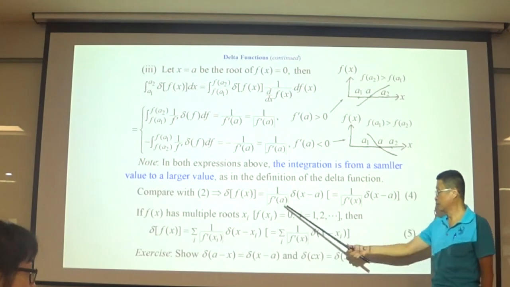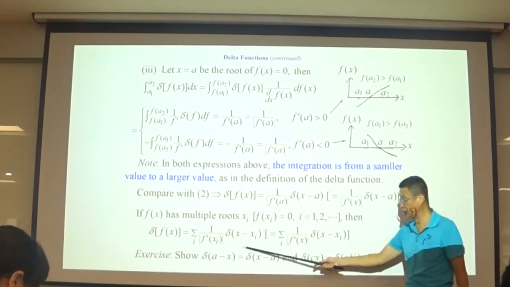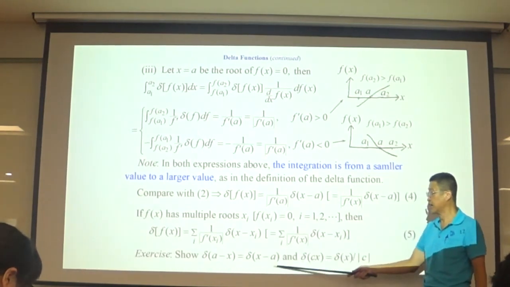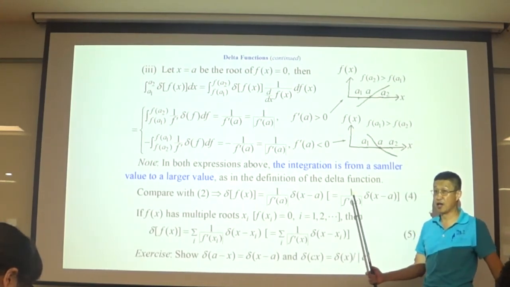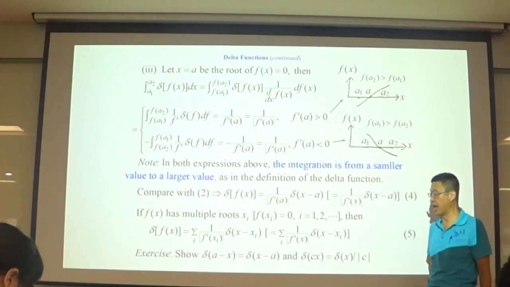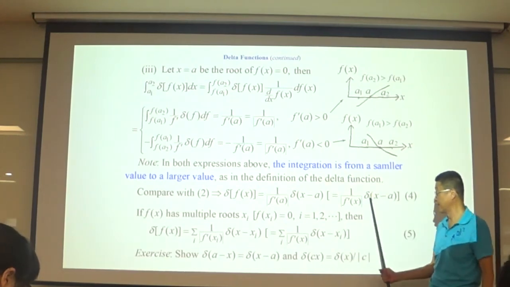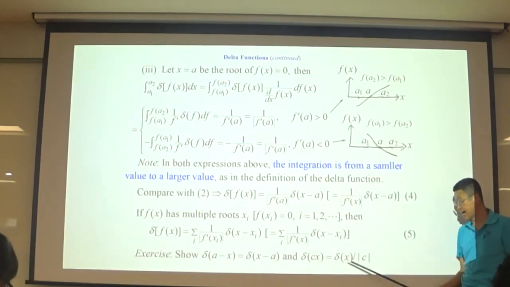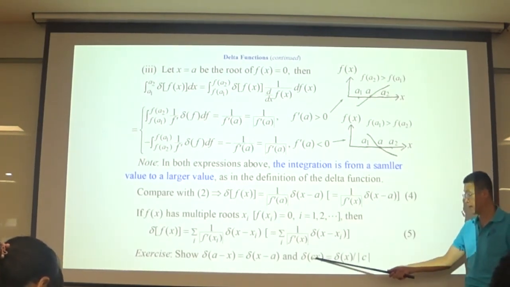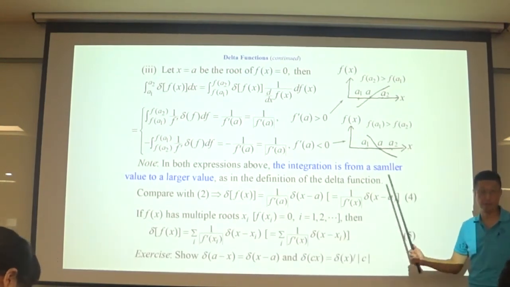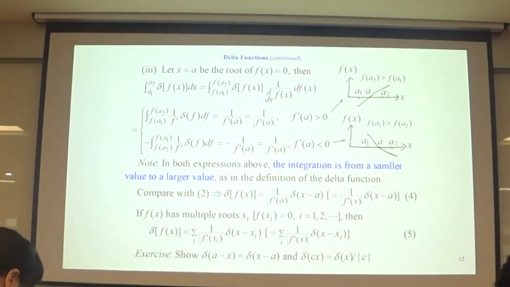Okay. All you need to do is this one. So exercise, you can find this one. Because of this property, you can easily show no difference: delta of x minus a or a minus x, no difference. Okay, because of this one. And for delta of cx, we need an absolute value of c. It can be plus, can be minus. Therefore, you need an absolute value of c.